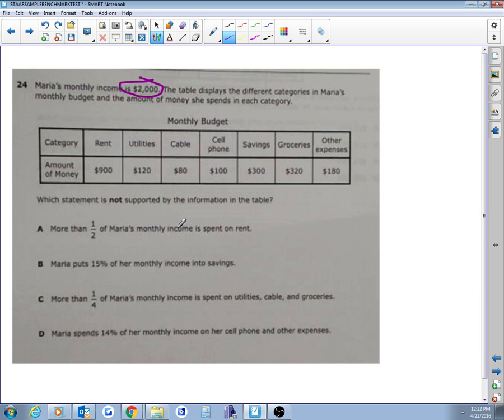More than half is spent on rent. Rent is $900. $900 out of $2,000 is the same thing as 9 out of 20, which is not more than half. This is not supported. It's less than half. And if you had extra time on the test, I would recommend going back and making sure none of these are incorrect. But the first one, that is not correct.